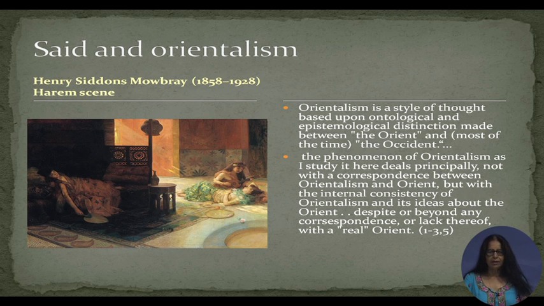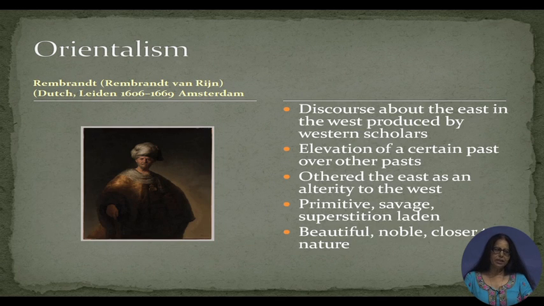So, this Orientalism, as we know, is a discourse which is a figment of the West's imagination. It is created without any reference, it has no correspondence with the real Orient, but it is a discourse about the East which is produced in the West. A discourse about the East produced by Western scholars, which tends to elevate a certain Eastern past over other pasts, and constructed the Orient or the East as an alterity to the West by creating an idea about the East which was seen as an alterity to the West.